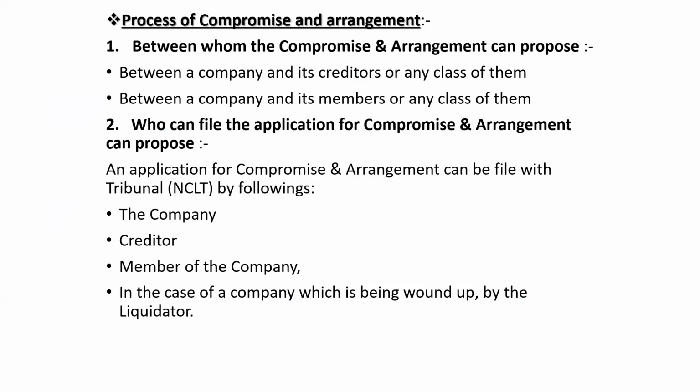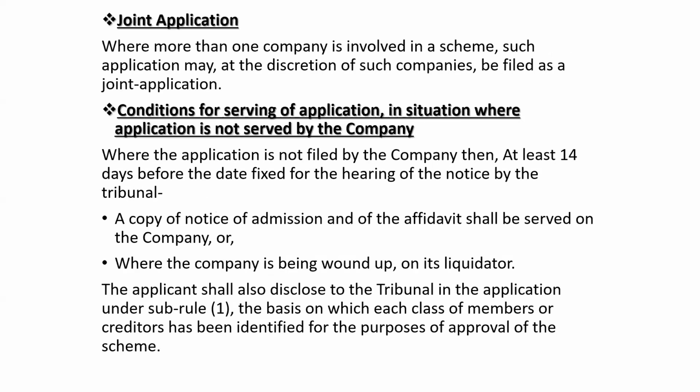Now, what is the process? So this compromise can be between whom? The compromise or arrangement can be proposed between a company and its creditors or any class of them, between a company and its members or any class of them. Who can file the application for compromise or arrangement? An application for compromise or arrangement can be filed with the tribunal by the following: company, creditors, members of the company, and in case the company is being wound up, by the liquidator.